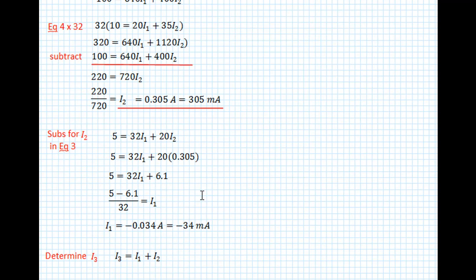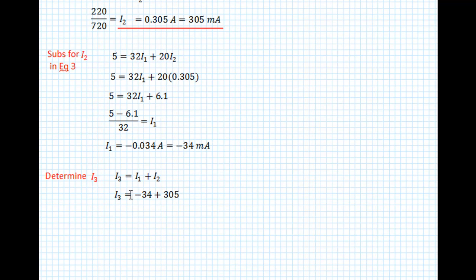So now we have I1 and we have I2. We can substitute those into the equation we got from Kirchhoff's first law to determine the current value for I3. And again, it doesn't matter that we have a negative value in there, we stick the negative value into the equation. I3 equals minus 34 milliamps plus 305 milliamps, which gives us a value for I3 of 271 milliamps. All we need to do now is just go back to our first diagram and look at the directions of the current flow so that we can amend those.